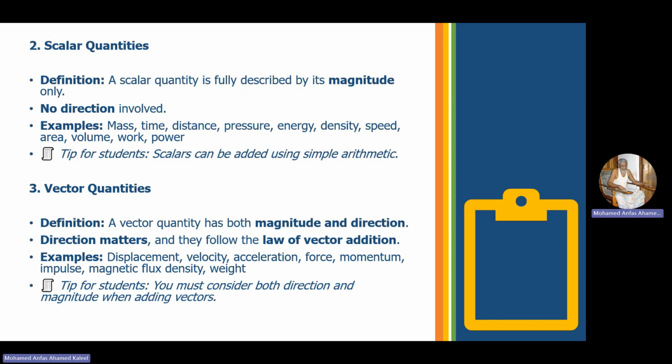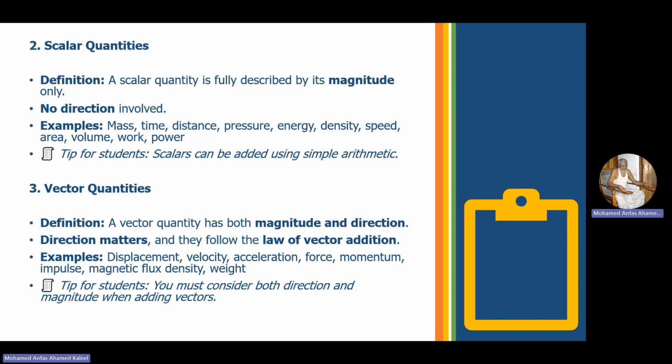Vector quantities, what does the definition say? A vector quantity has both magnitude and direction. You may have studied it in O/L also, and we will remind this in advanced level prior to the deep discussion. So direction matters, and they follow the law of vector addition. We will see what vector addition is and how we can add vectors.